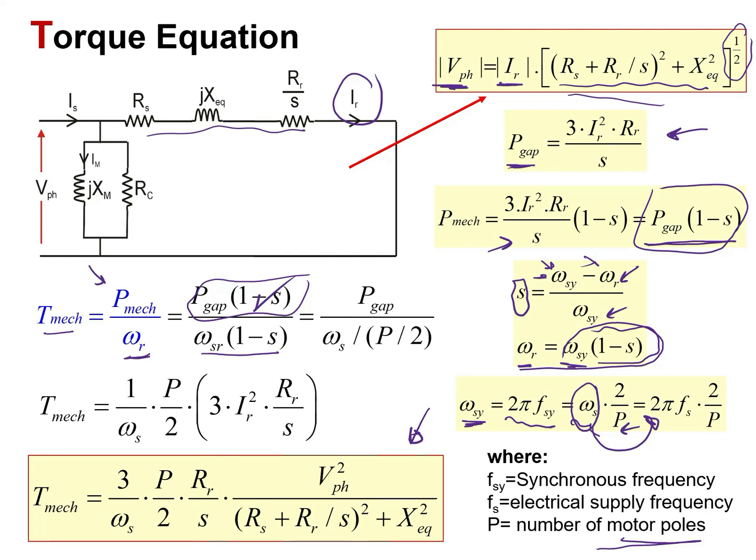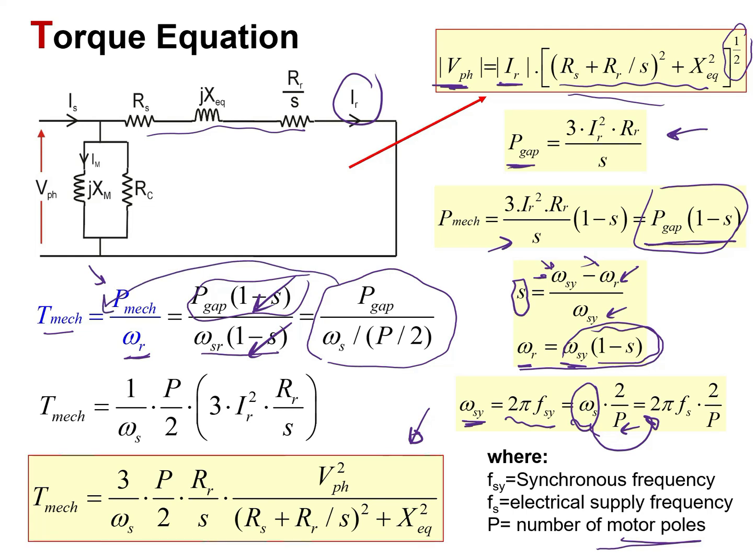Now notice that this is a common factor. We cancel it, divide it out. We will end up with the power across the gap divided by omega sr. But again, omega sr is equal to omega s times 2 over p. So if we rewrite it, we will end up with this. So this is the first equation of the torque.